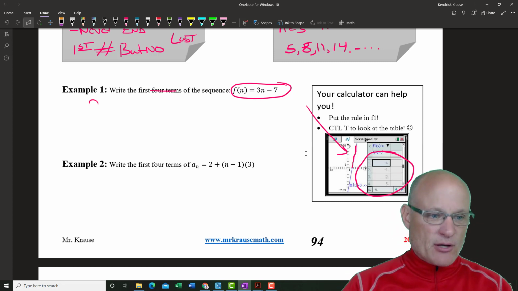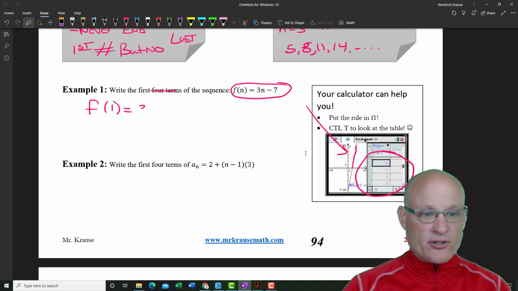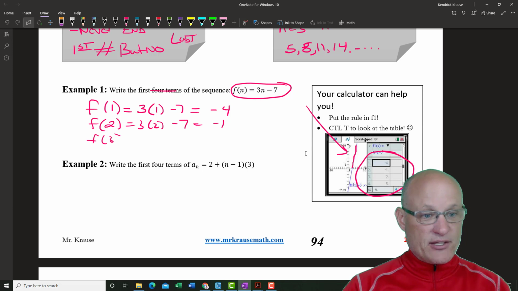But if I was to do this, I would just do f of 1. You guys know function notation. You'd say, okay, f of 1 is equal to 3 times 1 minus 7, and you would get negative 4. And then you do f of 2, and you do 3 times 2 minus 7, and you get negative 1, and you do f of 3. I think you get the picture here.